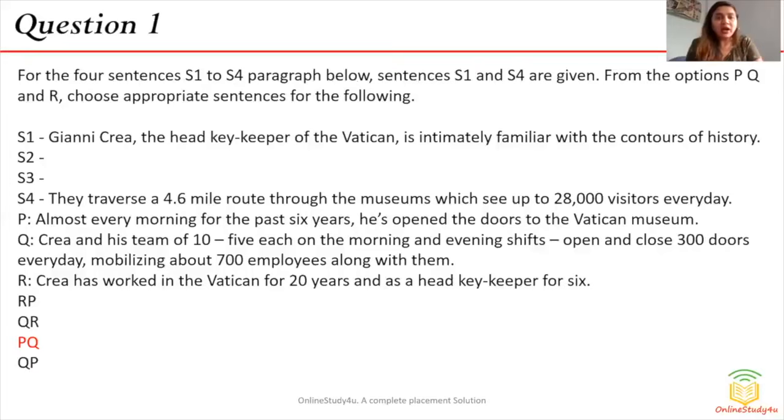So Gianni Crea, the head key keeper of the Vatican, is intimately familiar with the contours of history. Almost every morning for the past 6 years, he's opened the doors to the Vatican Museum. Crea and his team of 10, 5 each on the morning and evening shifts, open and close 300 doors every day, mobilizing about 700 employees along with them. They traverse a 4.6-mile route through the museums, which see up to 28,000 visitors every day. So that is your correct answer to question 1.